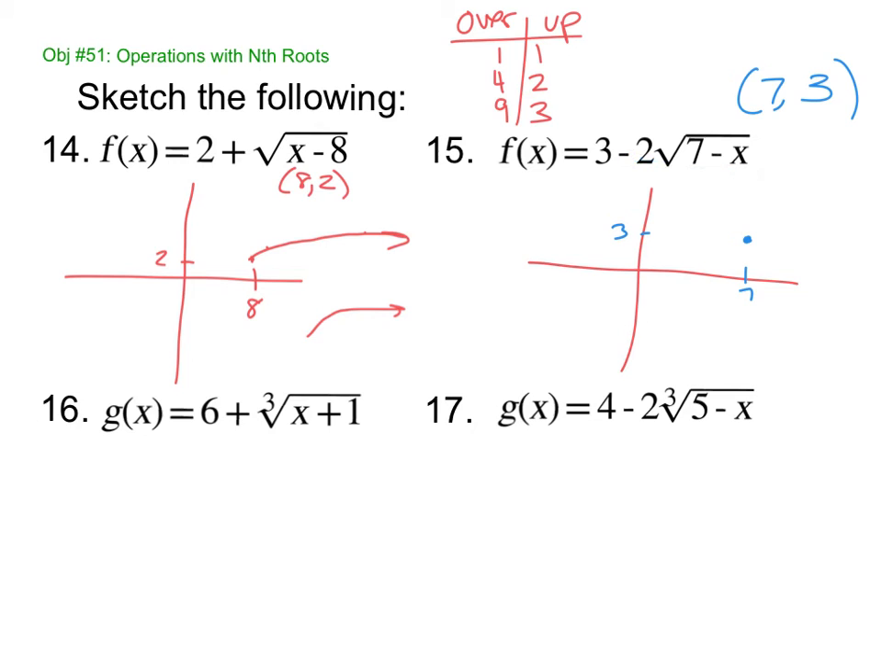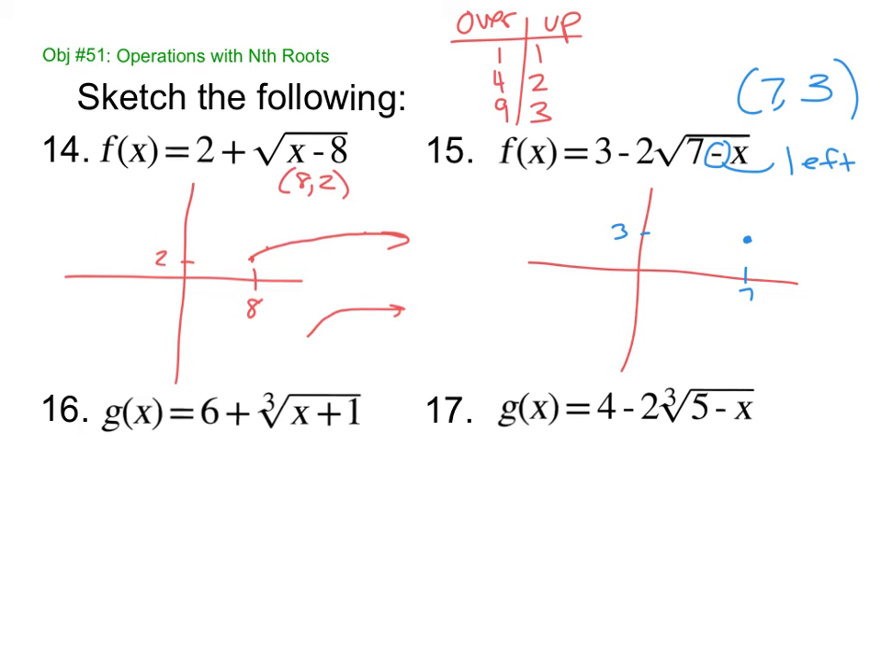Now, what does that negative on the inside do? What does this negative do to the graph? Instead of going right, we go left. Because if you try to plug in a number to the right of 7, right? If I plug in 8, can you plug in 8? No, that would give you a square root of a negative.